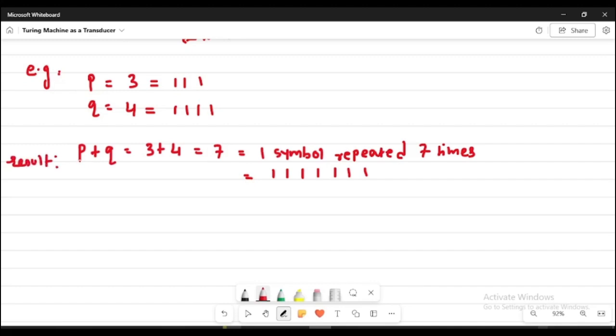Now in the result, what we want is p plus q, that is 3 plus 4 equal to 7. That is one symbol repeated 7 times, and this should be there in your output, which means it should be present inside the tape of a Turing machine. After this addition of 3 and 4, one symbol repeated 7 times should be there inside the tape. So let's see how we can build a logic for generating this output, the addition of 3 and 4.